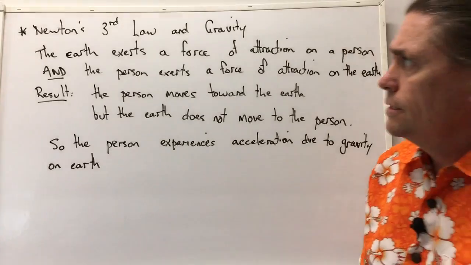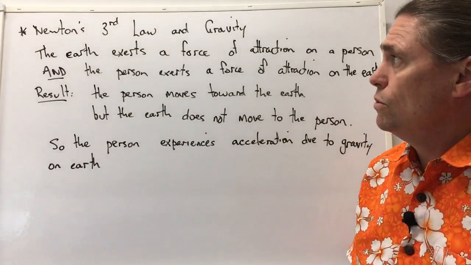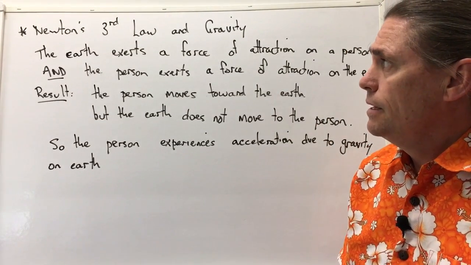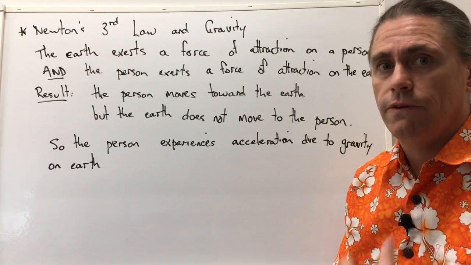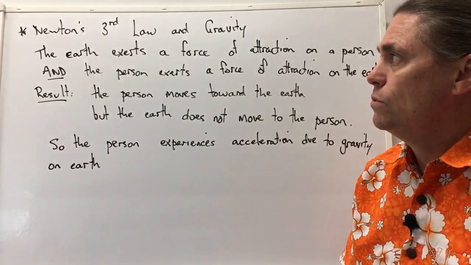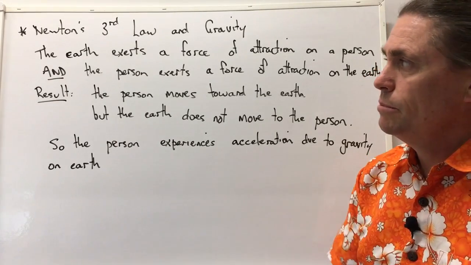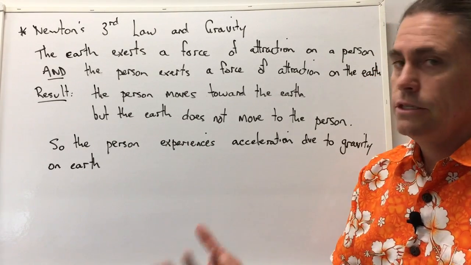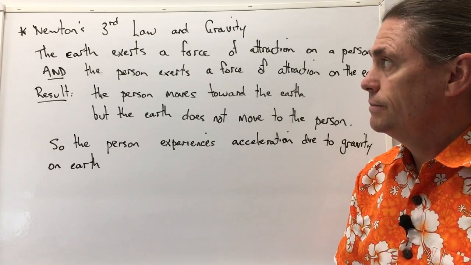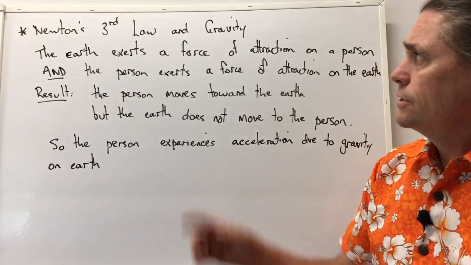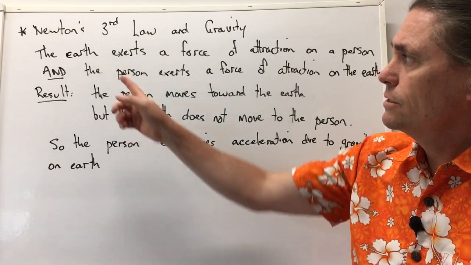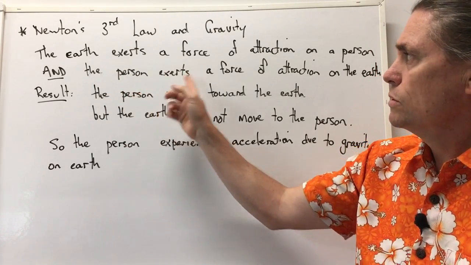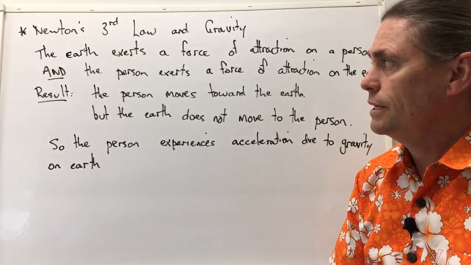Now, if we look at Newton's third law and how it affects gravity, Newton's law says that for every action there's an equal and opposite reaction. So for every force there's an equal and opposite force. So if we take what we said before, and that the Earth exerts a force on another object, now if it's me, it exerts a force of attraction on a person, then that person must also exert a force of attraction on the object.